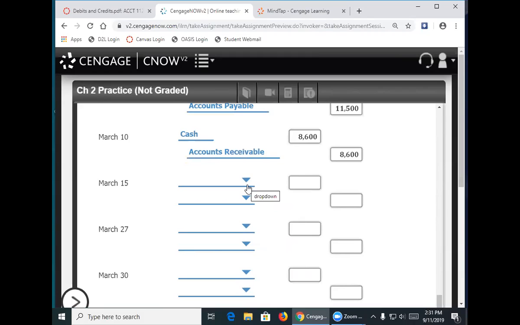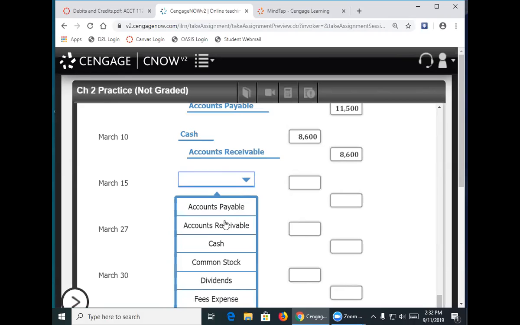So like we had purchased, say, I'm assuming this is from the March 6th purchase. On March 6th, we purchased office equipment on account. So we owed, right? We credited accounts payable because we owed. So accounts payable had a credit balance of 11,500. Well, then we paid them money, so that accounts payable balance went down. Okay, so accounts payable gets debited.